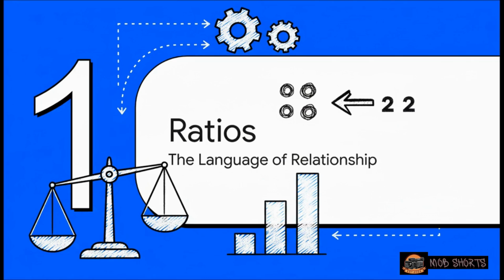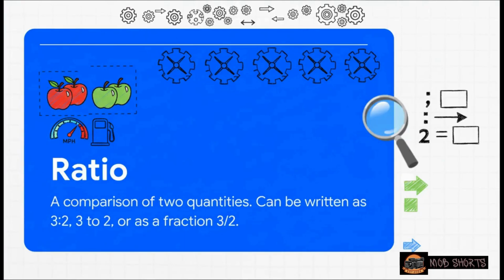All right, let's start with our first and most fundamental tool. We're talking about ratios. These are the basic building blocks for every single comparison we're about to make. So what even is a ratio? Well, it's actually pretty simple. It's just a way to compare 2 quantities. And what's great about them is how flexible they are. You can write them with a colon, like 3:2, or with the word to, as in 3 to 2, or, and this is the most useful for us, as a fraction, 3/2. All 3 ways mean the exact same thing.